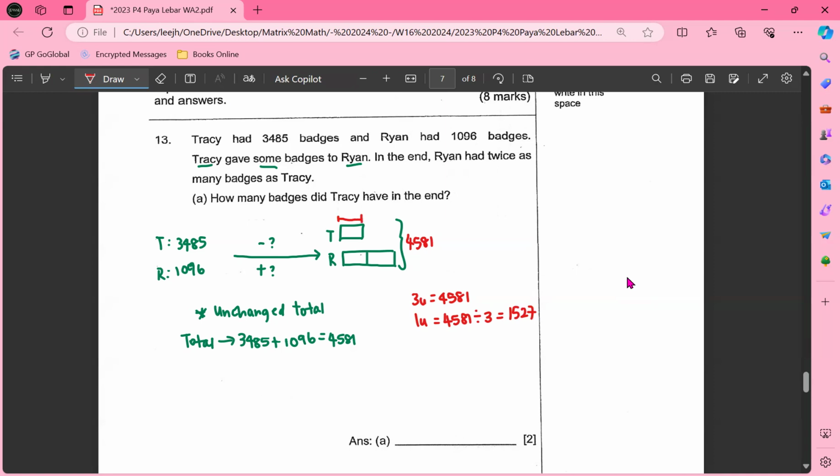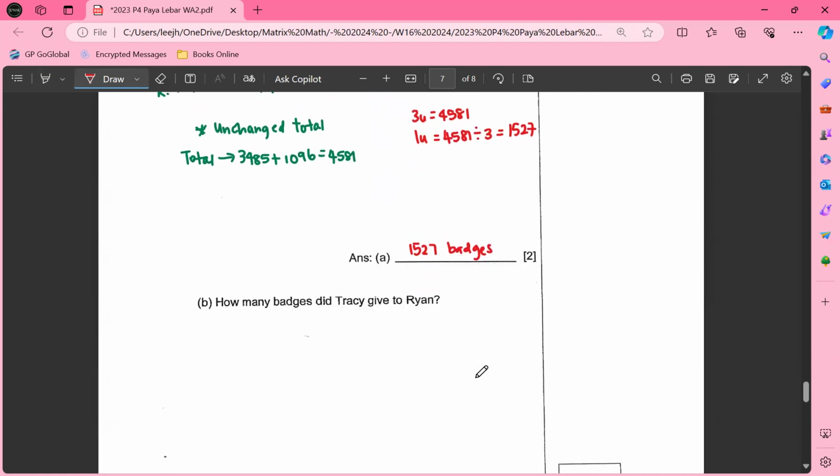So 1 unit is 1527. This 1 unit is Tracy in the end. So the question is asking me how many badges did Tracy have in the end? So we already found out this one, which is A. So your answer for A is 1527 badges. Okay, but what about B? What is B asking for? How many badges did Tracy give to Ryan?